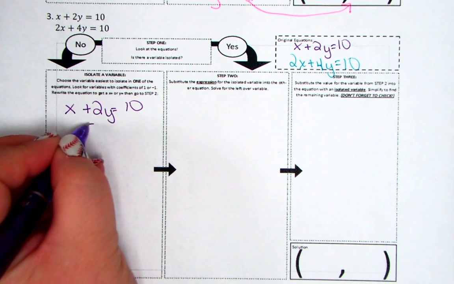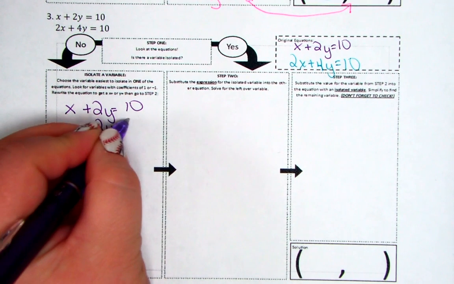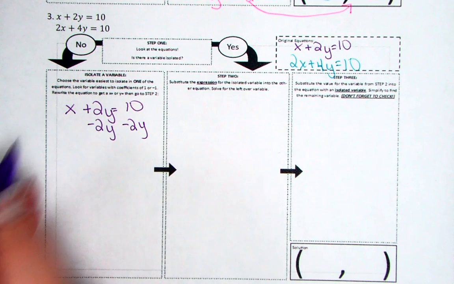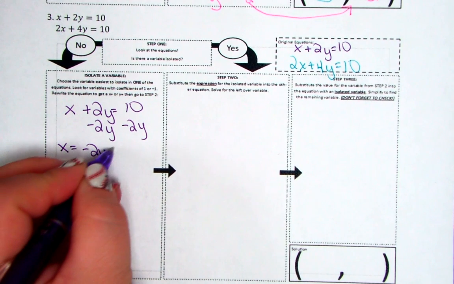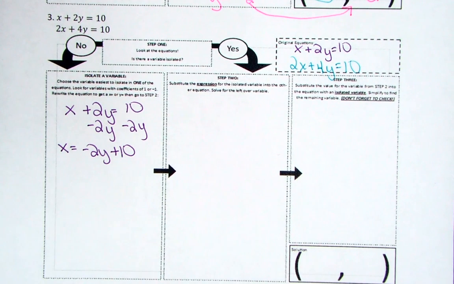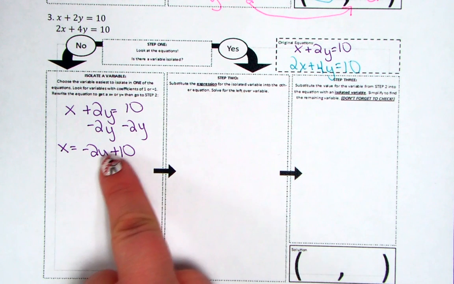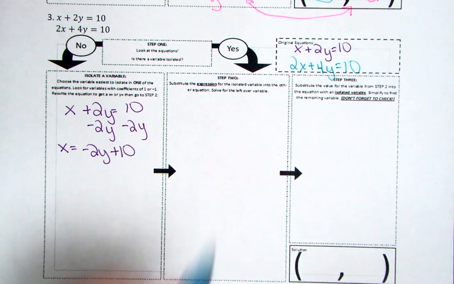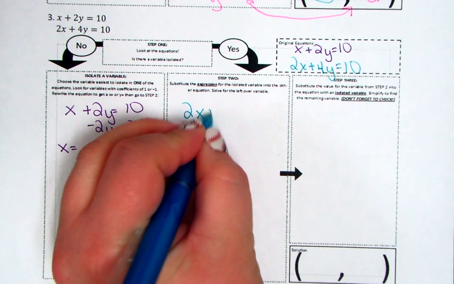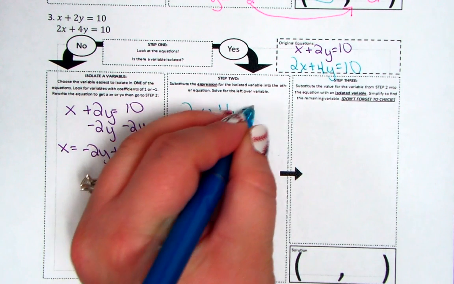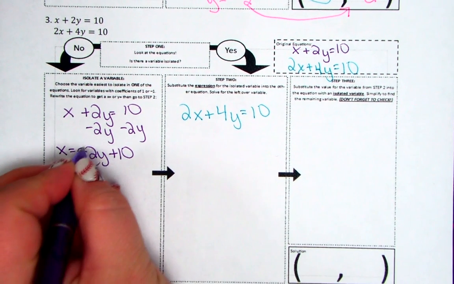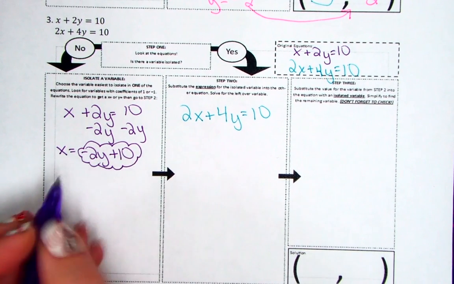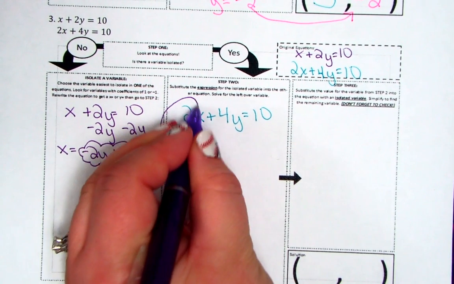So we are going to now subtract our 2y from both sides, leaving us with x equals negative 2y plus 10. We're going to take this expression and plug it in to the other equation. So the negative 2y will go in for x.